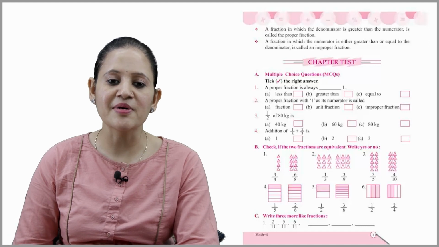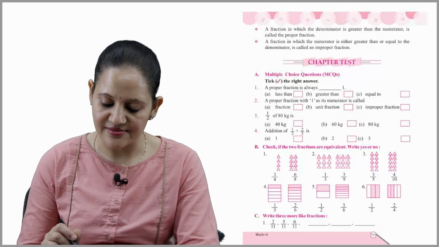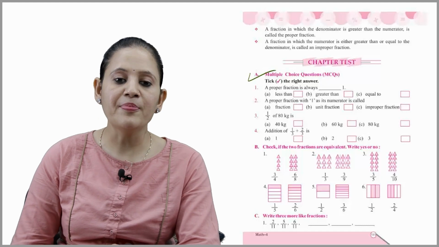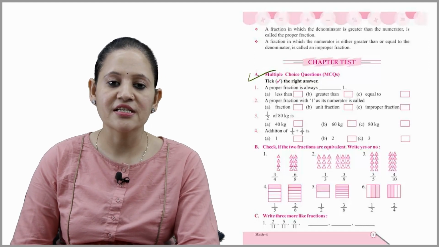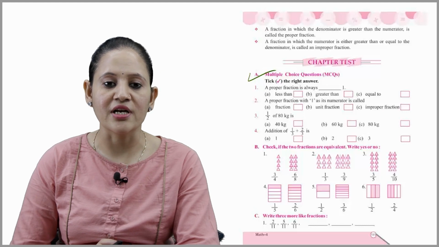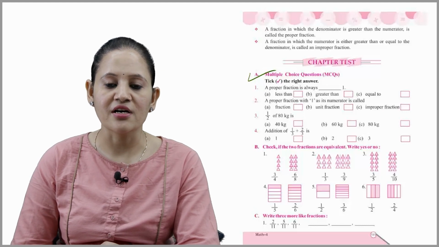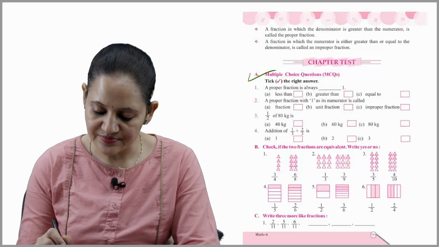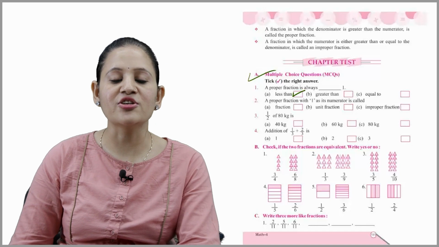Next is chapter test, multiple choice question. Take the right answer. A proper fraction is always less than, greater than, or equal to 1. Whichever proper fraction it is, it will always be less than 1. So A is the correct option here.